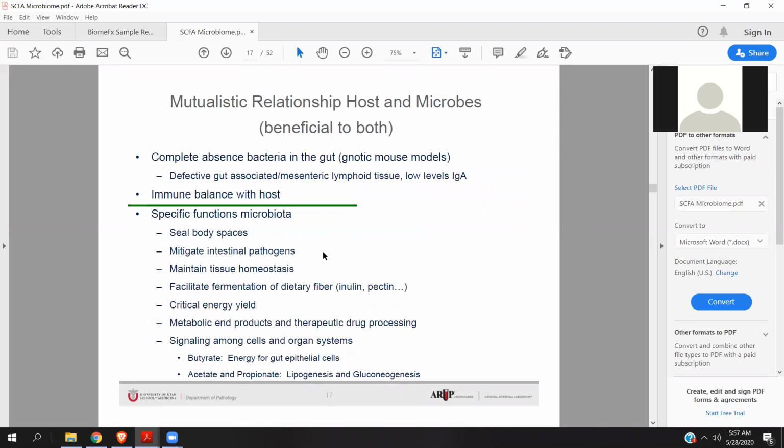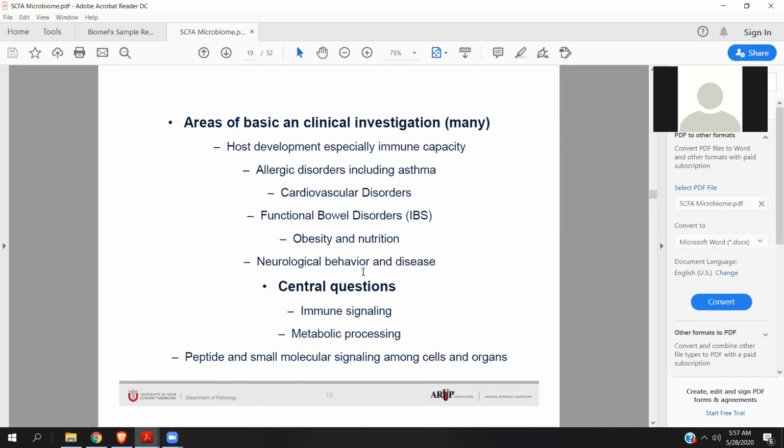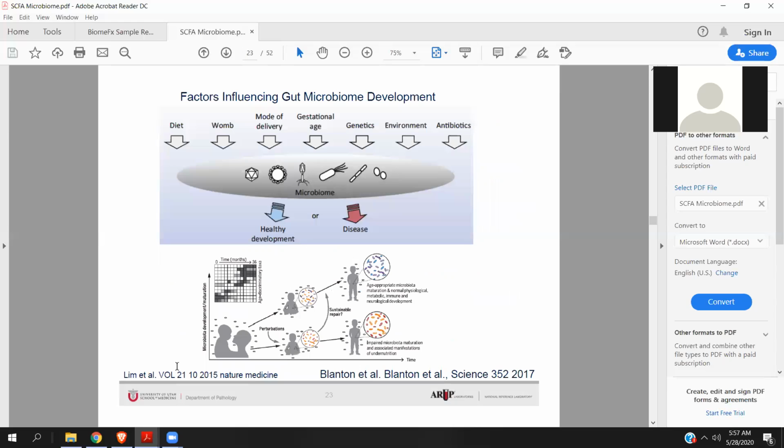And this is talking about the different short chain fatty acids and their role in the body and populating the human gut. Here we're talking about 1 to 2 years of life resembling the final adult pattern, and this is where we're talking about 835 days, after which the microbiome is mature. So this is just good documentation. It shows that the factors influencing gut microbiome development are diet, the womb, mode of delivery, gestational age, genetics, environment, and antibiotics. And here showing healthy development versus disease development, and how the populations will change in a diseased environment.